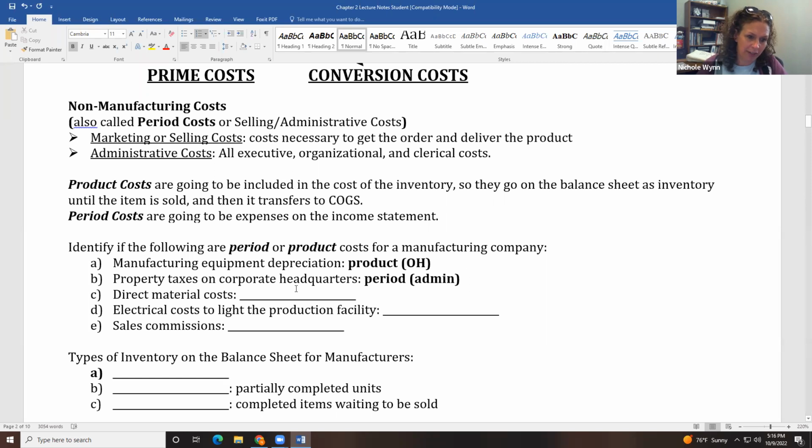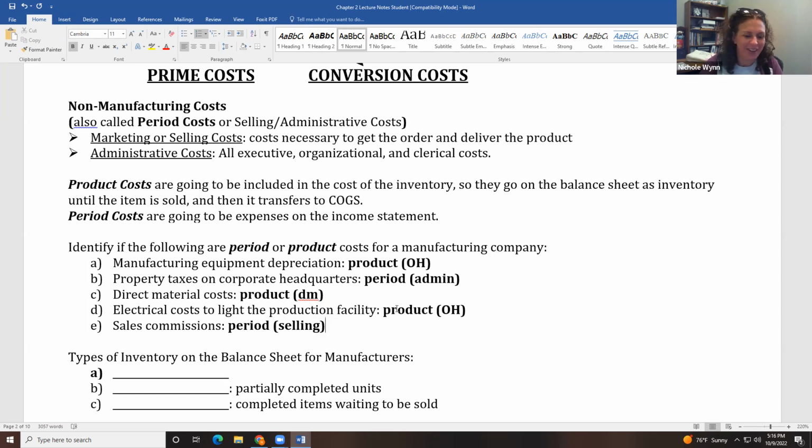So direct material is definitely a product cost. It's part of creating the product, and it's direct material. The three choices of product are direct material, direct labor, and overhead. Electrical cost to light the production facility. That's another word for the factory. We can call it a production facility. We can call it the industrial park. So we can call it just a factory, which would be nice because that's basic. So if it deals with the factory, it has to be a product cost. And specifically, electricity would be considered overhead. And then sales commissions is a period cost because that's a selling cost.